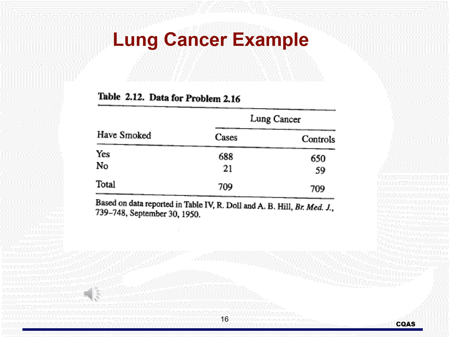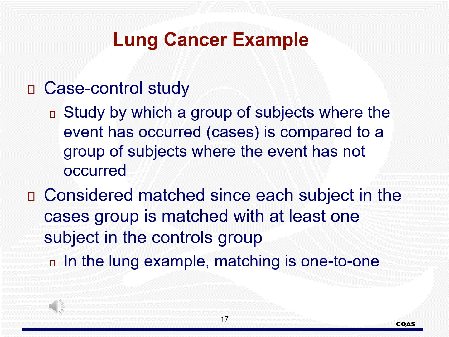Notice that the number of patients in the groups that have and do not have cancer are equal. These are labeled cases and controls. This is because we consider this type of study a case control study. A case control study is a retrospective study in which a group of subjects where the event has occurred is compared to a group of subjects where the event has not occurred.